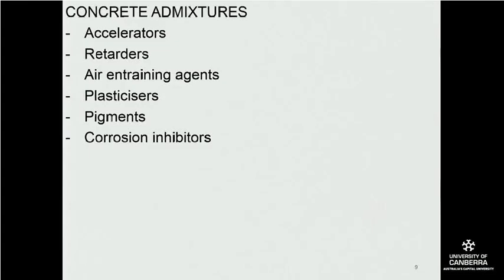Plasticizers. Now, plasticizers are things that make the concrete mix wetter than what it is, so that it can be pumped around. Pigments, you can put colors into concrete to make it look the way you want it to. And corrosion inhibitors, which act to stop the steel reinforcing from rusting inside the concrete, and I'll get to that in a minute, or right at the end actually, as to why that is important.